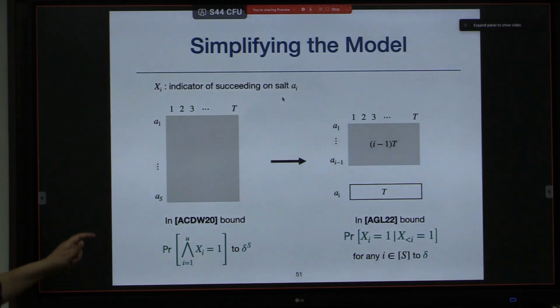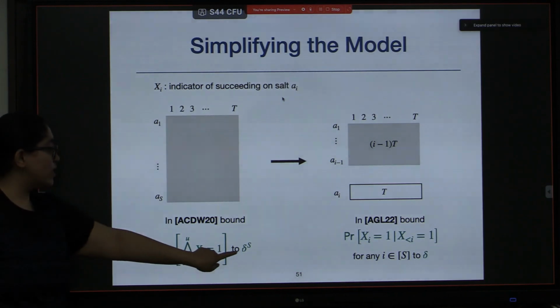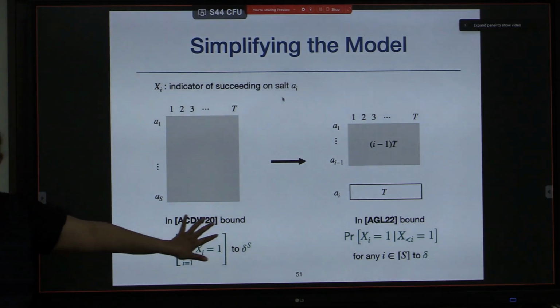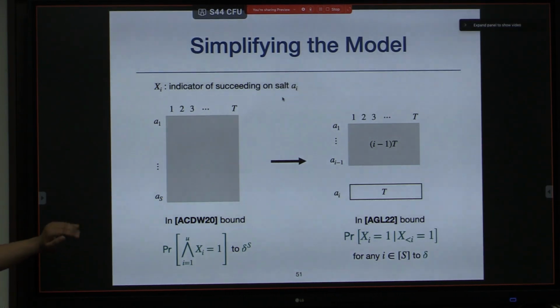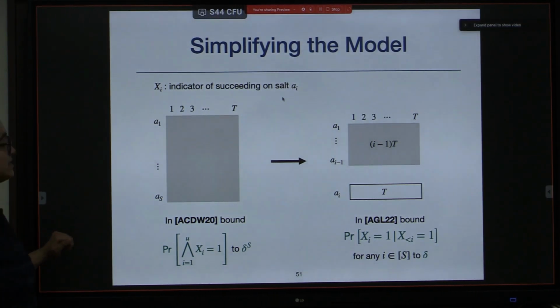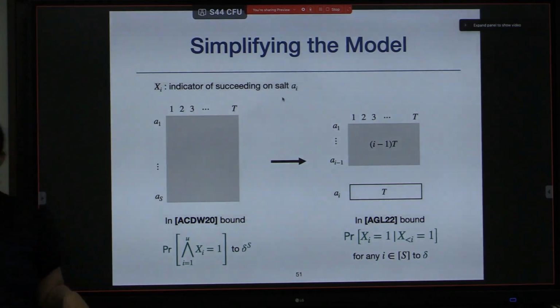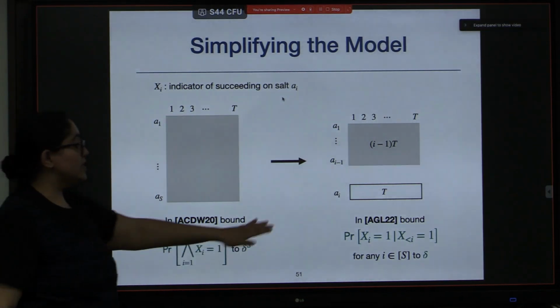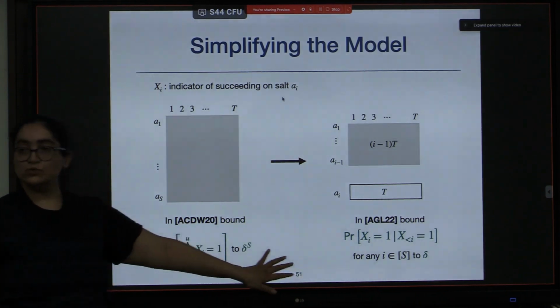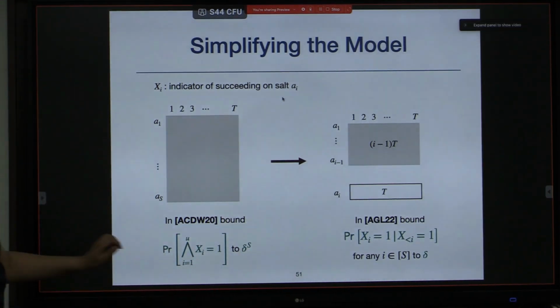Here we bounded this to delta to the s, and in the AGL 2022 paper, instead we analyzed the probability that you win on the ith instance, given that you won on the previous i-1 instances. So here we are required to only bound this to delta.